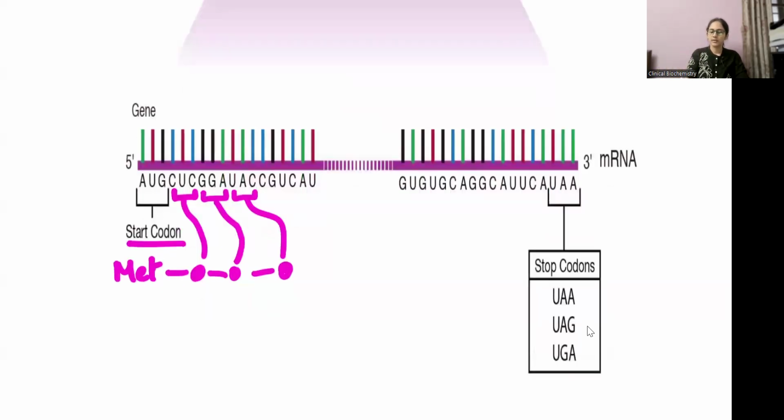Finally, there is a codon. How will this stop? How will the translation process stop? With the help of a stop codon. Whenever the ribosome encounters a stop codon, the translation will stop. Here the stop codons are UAA, UAG, and UGA.